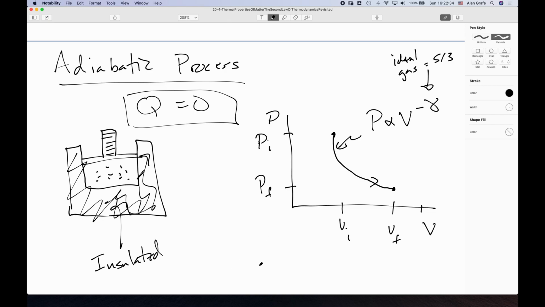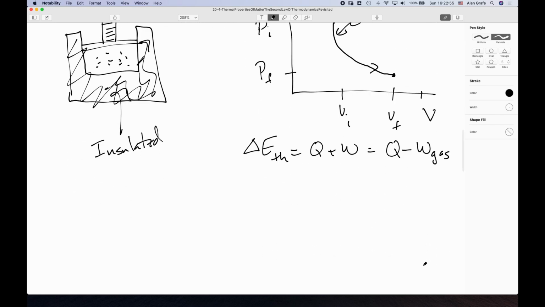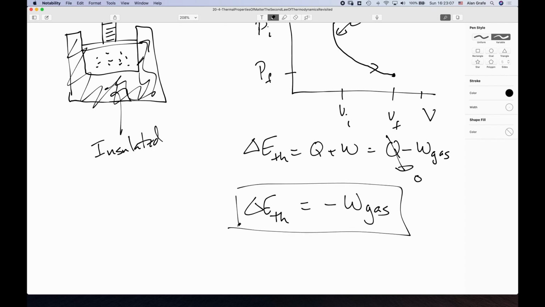But one of the things we're going to take advantage of is that from the first law, delta E thermal equals Q plus W, where this is the work done on the gas. And we want here the work done by the gas, so this would be Q minus W gas. In an adiabatic process, the heat transfer is 0. So we get that delta E thermal will be equal to the negative of the work done by the gas.